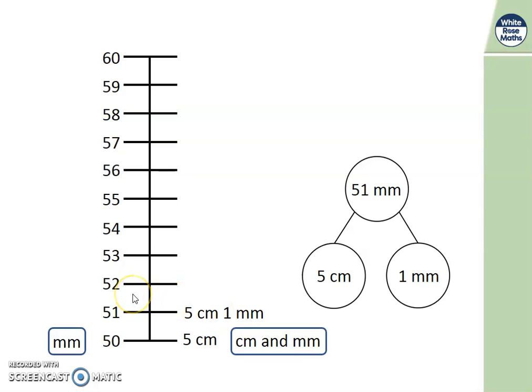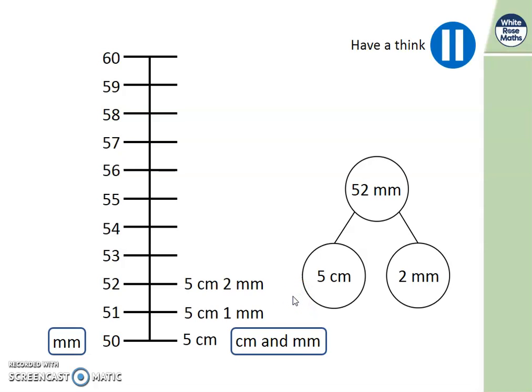What would I do for 52? Let's have a look. We know that the 50 millimetres is equal to 5 centimetres. And then we have 2 more millimetres. Now we can see clearly what to write here. It's 5 centimetres and 2 millimetres.